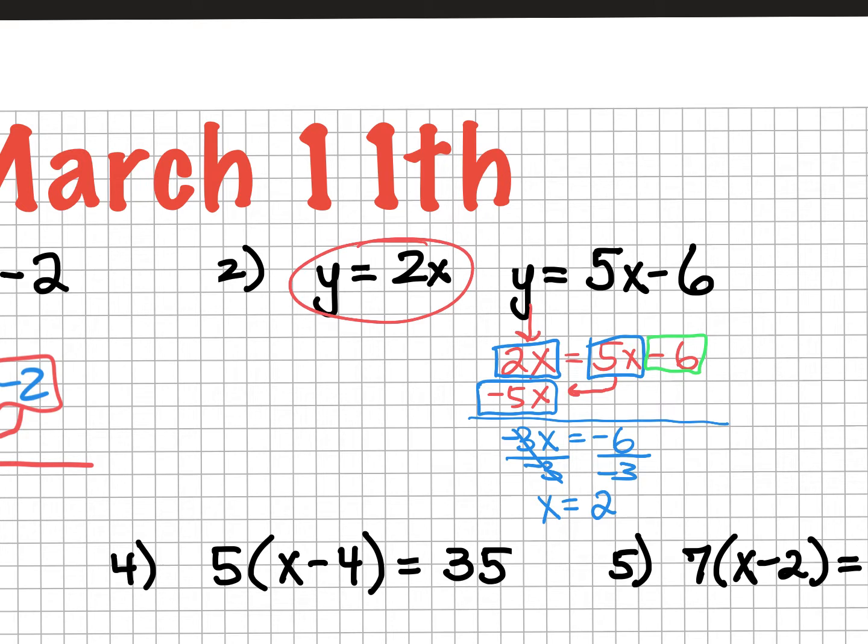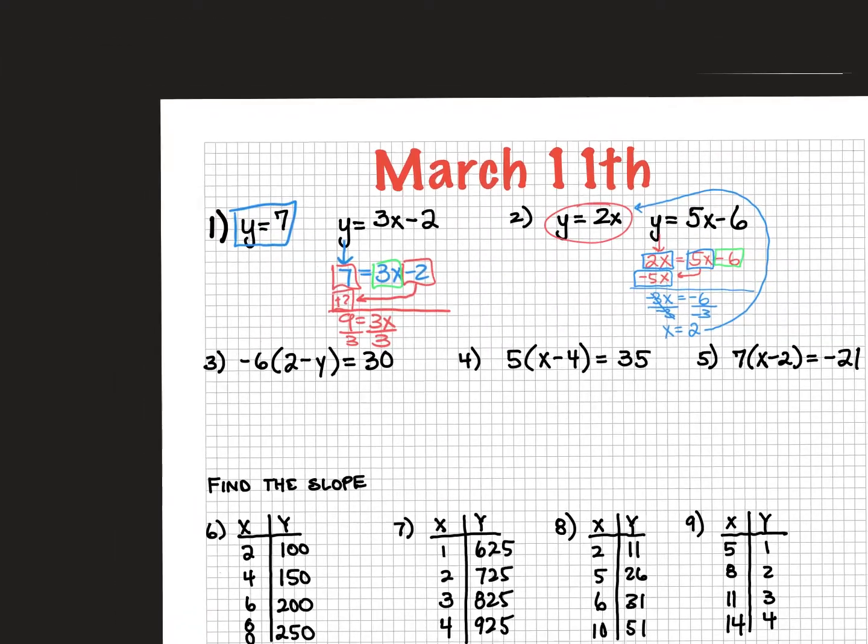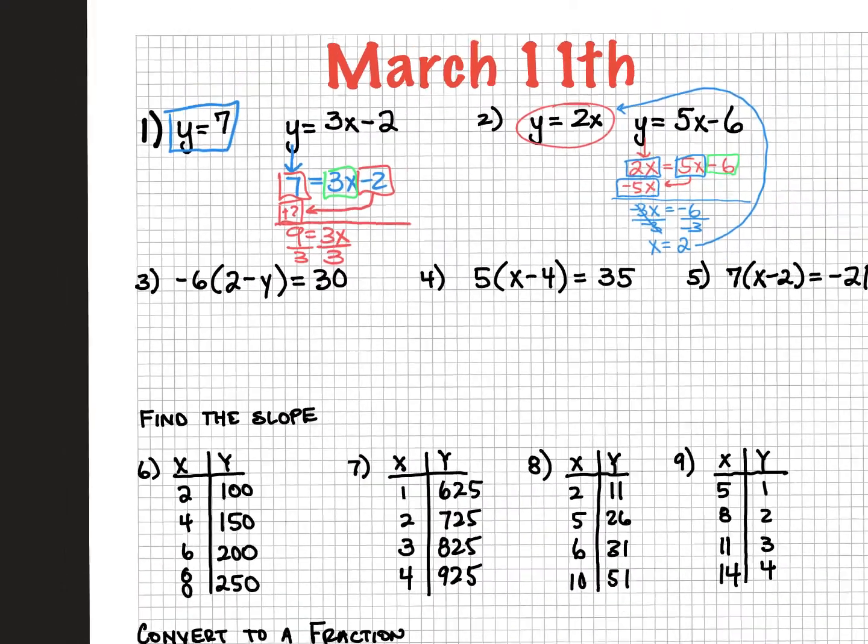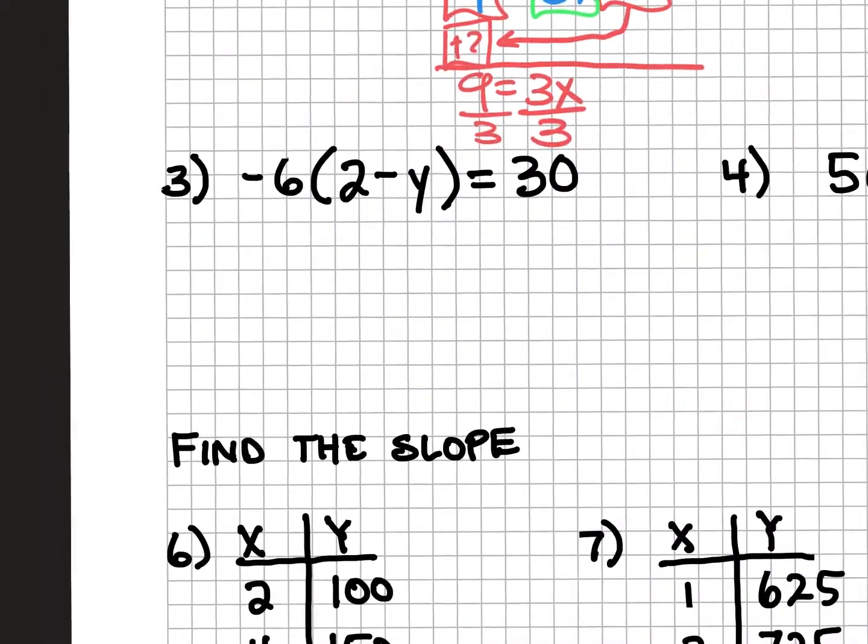But here's the trick. I'm not going to do this part. Now that you know that x equals 2, you're going to take the x and plug it back in here into this equation. So you're going to replace the x with a 2. So y equals 2 times not x, but y equals 2 times 2. So now you know both answers. All right, I'm going to just do the first one. You should be able to do the next ones.